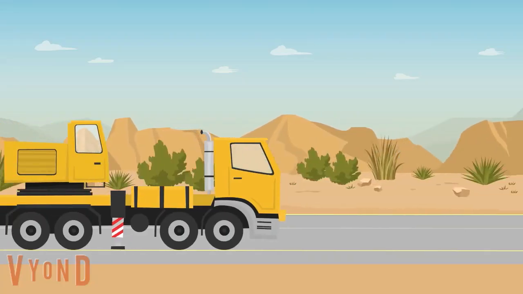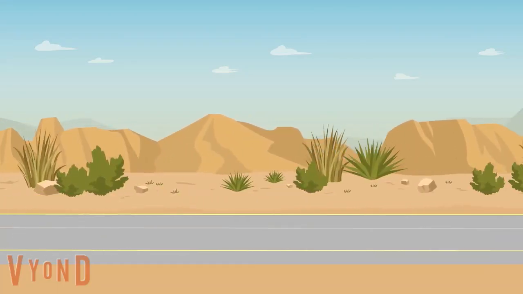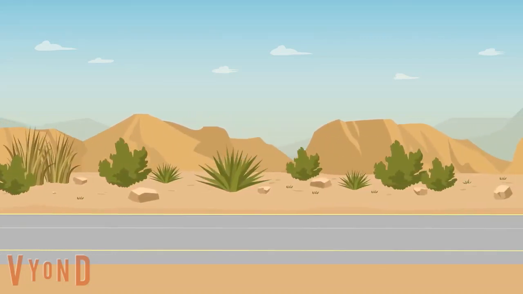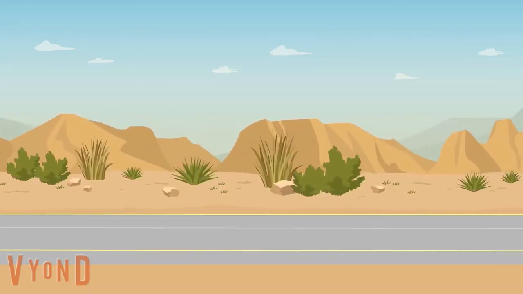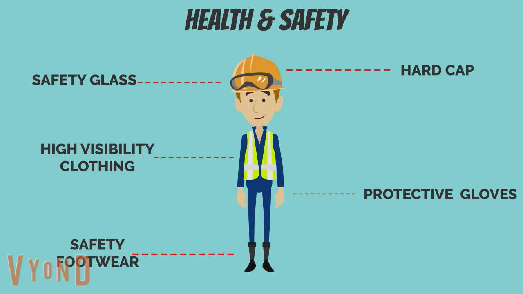The contractor along with the subcontractors plays important roles in ensuring the safety of the workers in the construction site. Workers in the construction site should wear safety glasses, hard hats, high visibility clothing, protective gloves, and safety footwear.